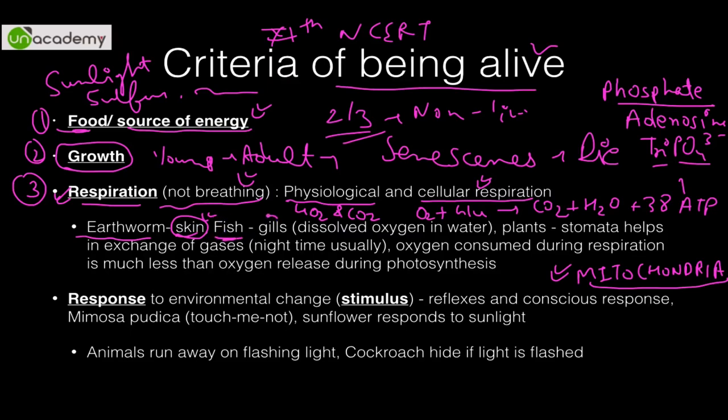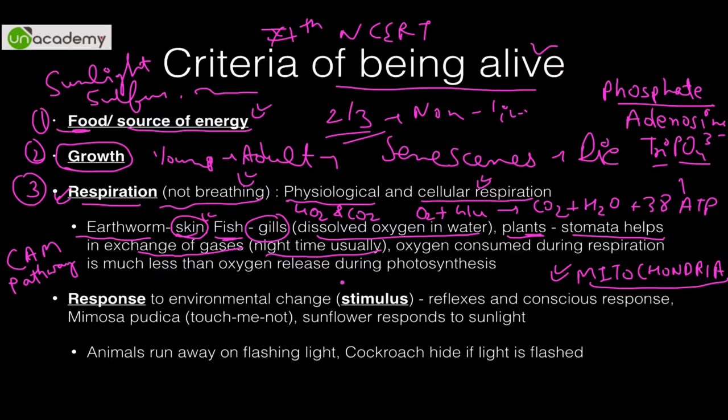In case of fish, it takes place through gills because there is dissolved oxygen in water. In case of plants, stomata will help in exchange of gases. It is usually done at night time. For now, understand this much. But there are certain plants which follow what is called the CAM pathway, in which this respiration takes place in daytime while photosynthesis takes place in the night time.